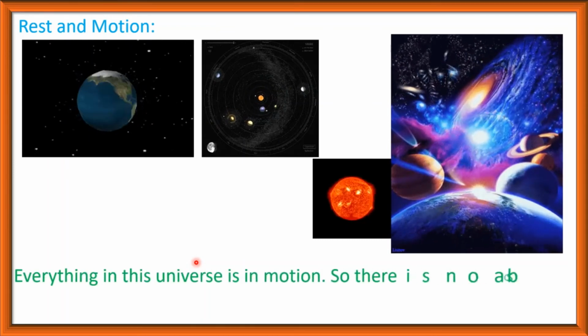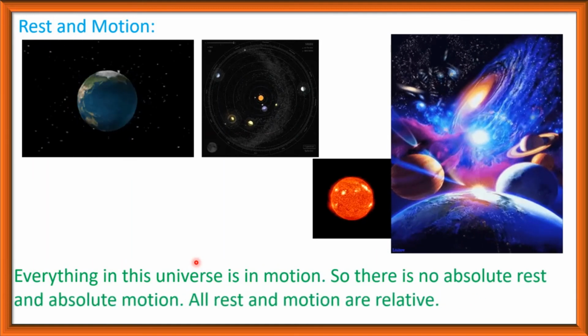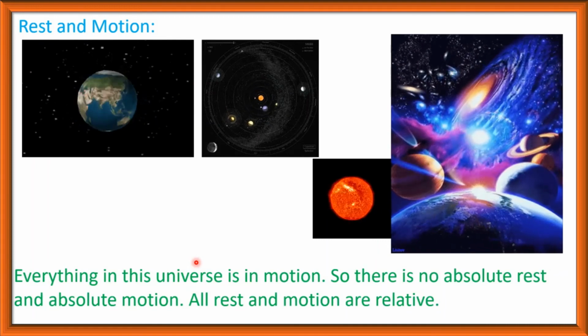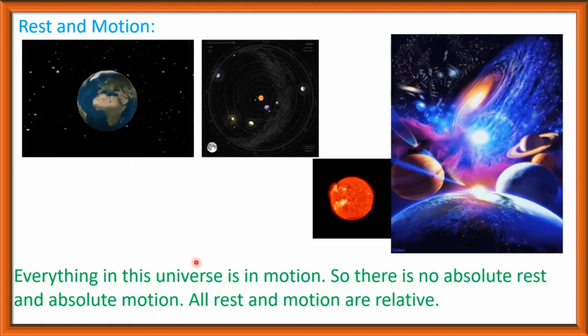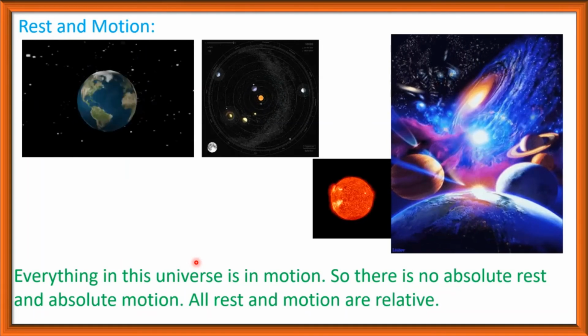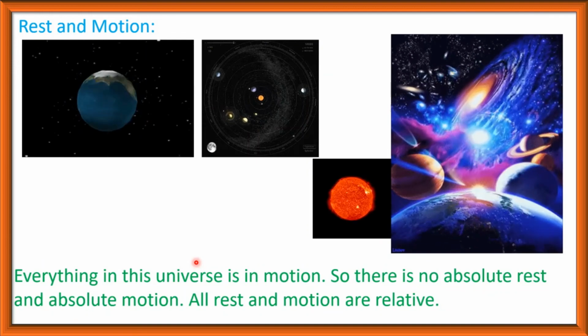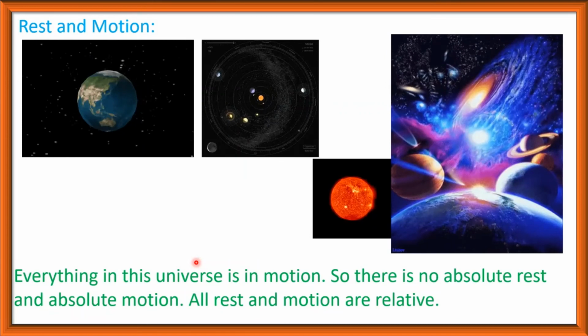Everything in this universe is in motion, so there is no absolute rest and absolute motion. All rest and motion are relative. Because to get absolute rest and absolute motion, we need a reference frame which is absolutely at rest, and as there is no object which is absolutely at rest, it is not possible to get this type of reference frame.